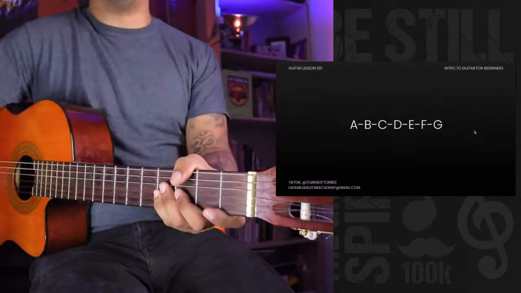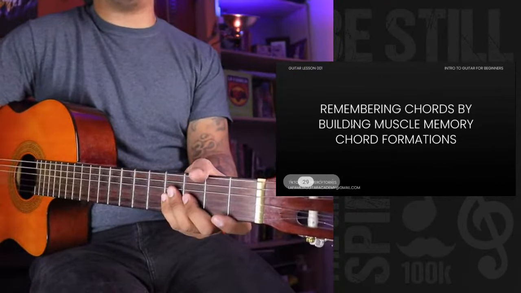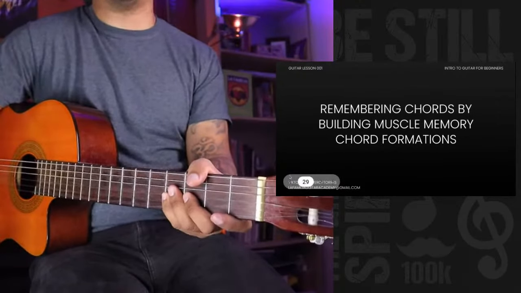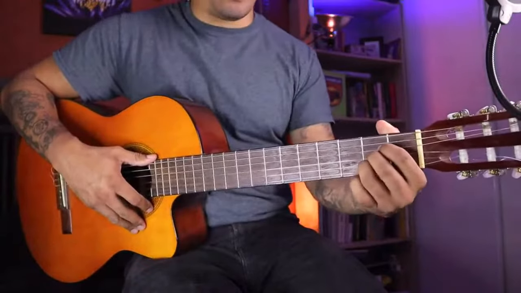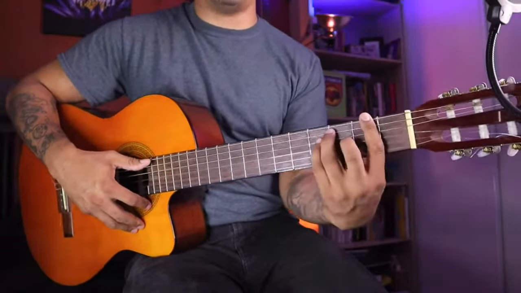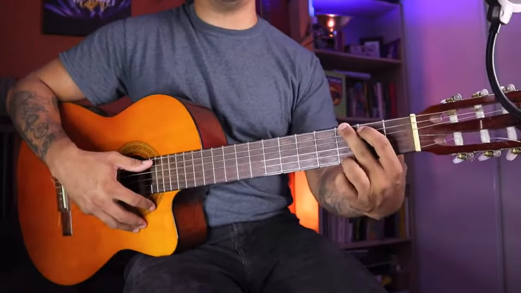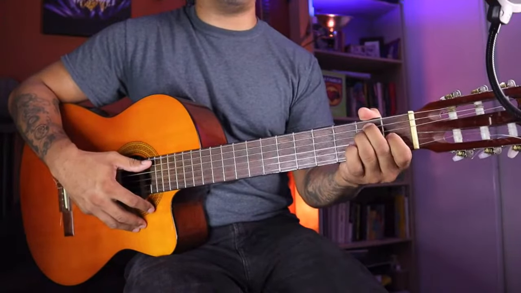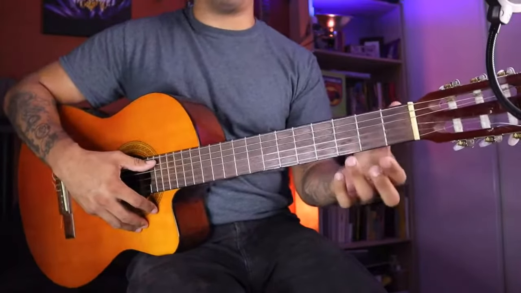All right. So again, the key to remembering these chords is by building muscle memory in the chord formations. And here's what I mean by chord formations. Every chord that you play has a figure, a formation. So this is A, this is E, okay? F looks like this. This is G. There are many different ways of playing G, but this is G. There's D, A minor, E major, E minor. Every chord has a formation.